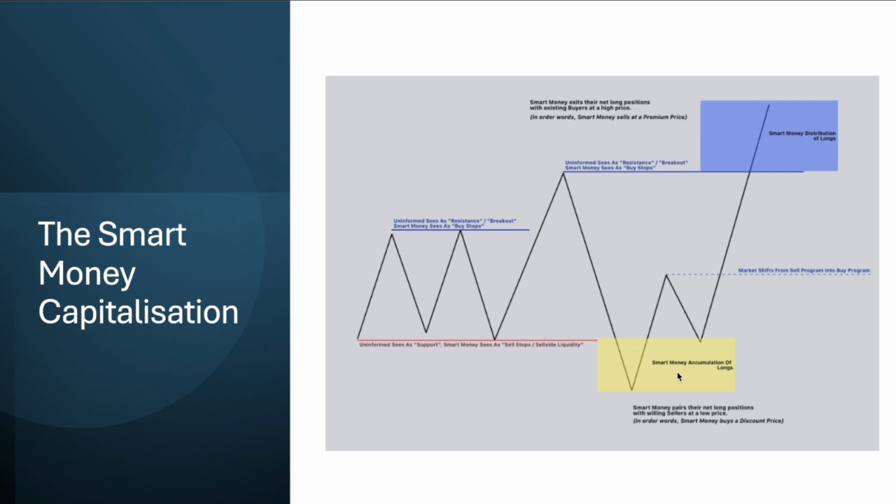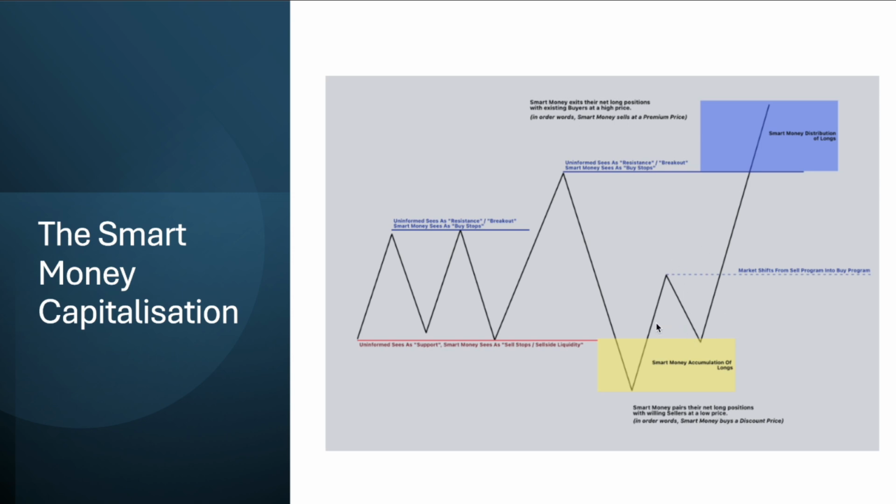So we accumulate both of the positions, which is stated right here, that smart money pairs their net long positions with willing sellers at a low price. These people are willing sellers at a low price, at a discounted price. And smart money does the opposite thing. We do buy at a discount price.